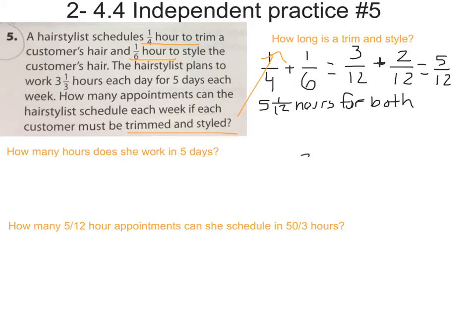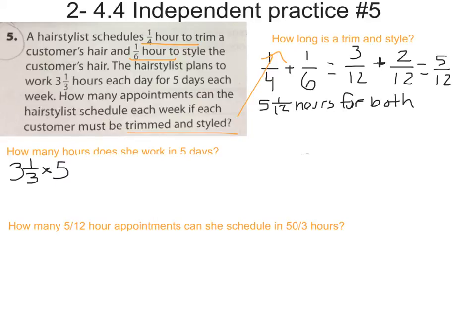for both a trim and a style. Well, I also know that she works 3 1/3 hours each day and 5 days each week. So the next thing I need to do is find out how many hours she works in the 5 days of the week. So first I want to make sure I know that I'm going to be taking 3 1/3 and adding it 5 different times. But instead of adding 5, I remember that repeated addition is the same as multiplication. So I can multiply 3 1/3 times 5, the hours per 1 day, times 5 days.